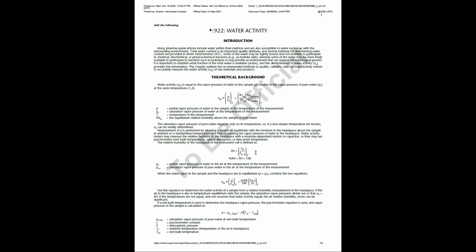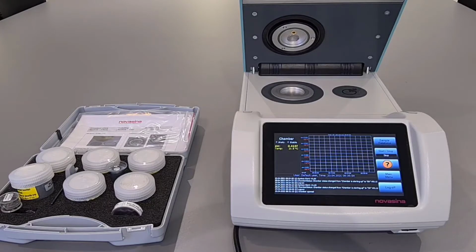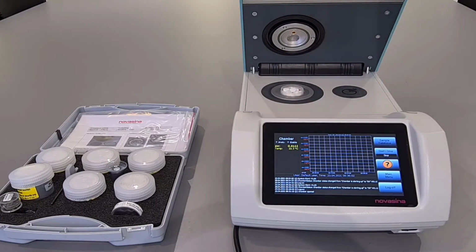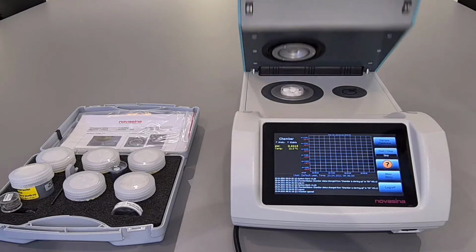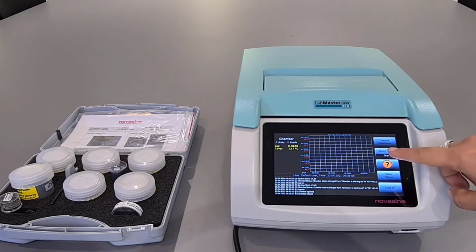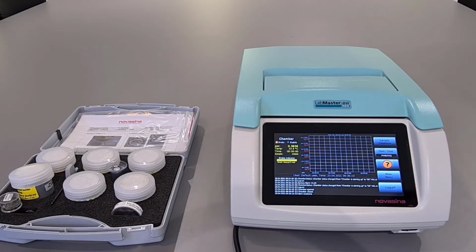Now I want to spend a few minutes talking about why the Labmaster Neo is the ideal instrument for the pharmaceutical industry. The first reason is due to accuracy. At 0.003, the Labmaster Neo has the highest available accuracy for water activity in the marketplace. It's very simple to use, very reliable, and its accuracy can be easily verified through the use of saturated salt slurries that are reusable for up to 3 years.